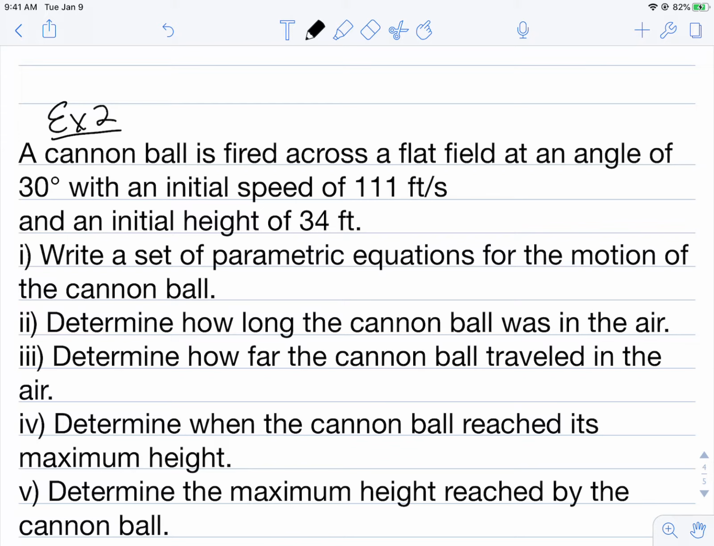A cannonball is fired across a flat field at an angle of 30 degrees with an initial speed of 111 feet per second and an initial height of 34 feet. Write a set of parametric equations for the motion of the cannonball. Determine how long the cannonball was in the air. Determine how far the ball traveled in the air. Determine when the ball reached maximum height, and determine what that height was.